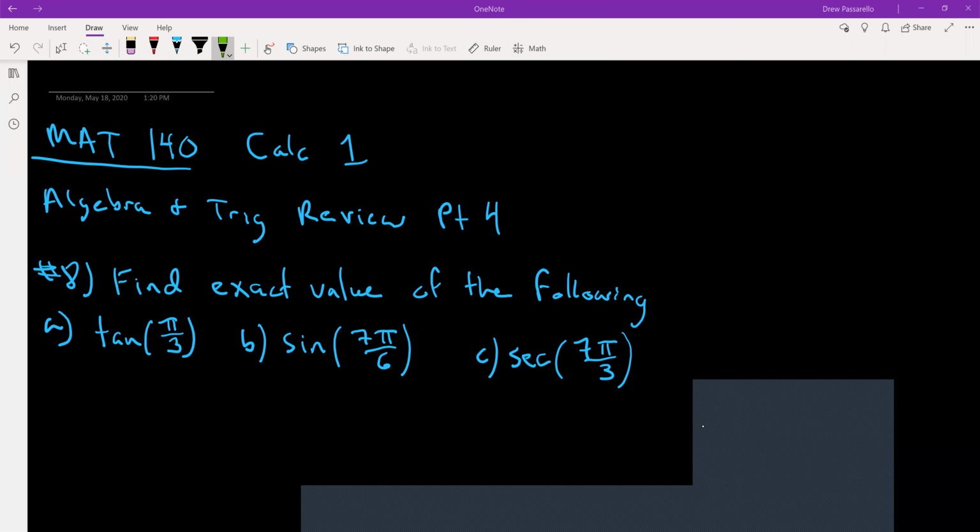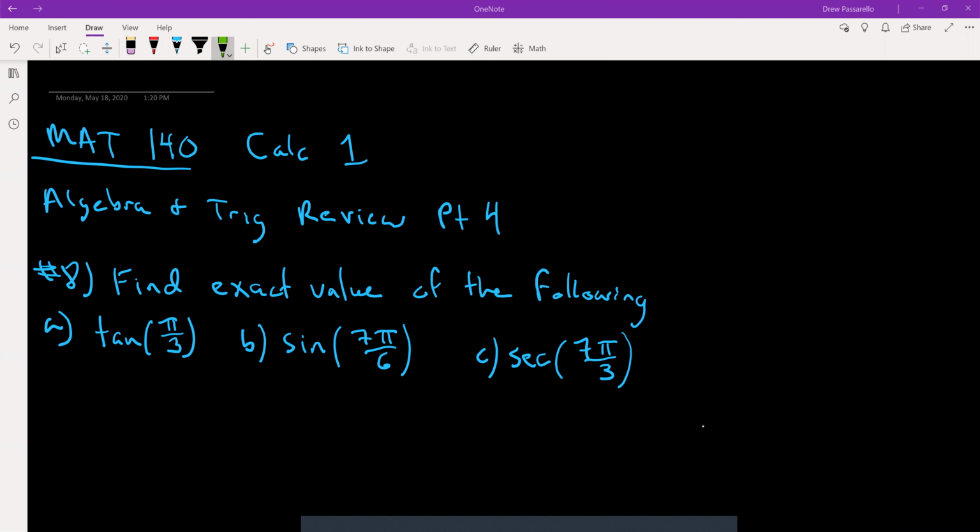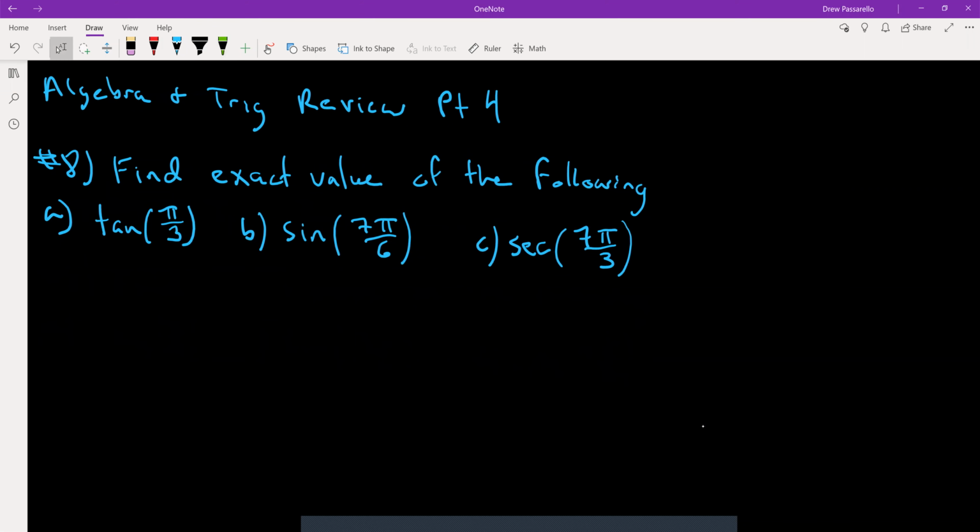So this is part 4 for the algebra and trig review. Finally getting into some trigonometry problems, and number 8 for this series of problems. Find the exact value of the following. Part A is tangent of pi over 3, part B is sine of 7 pi over 6, C is secant of 7 pi over 3.